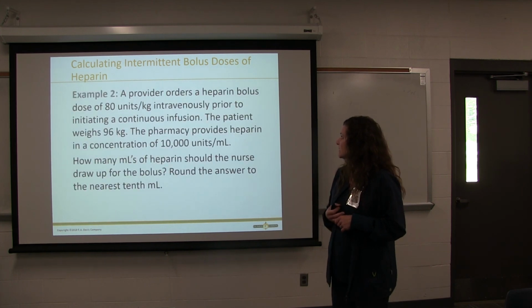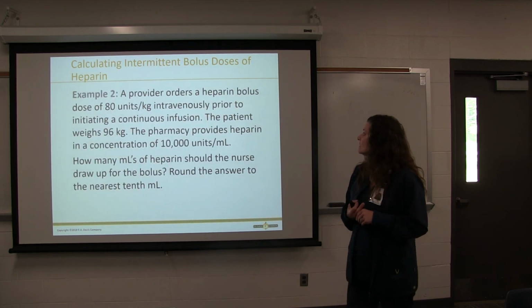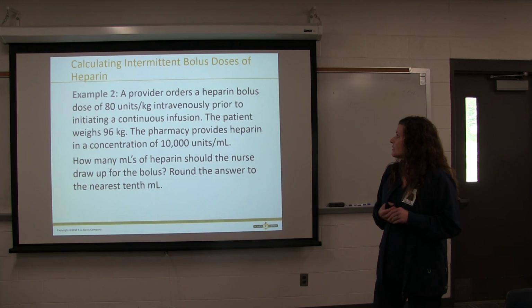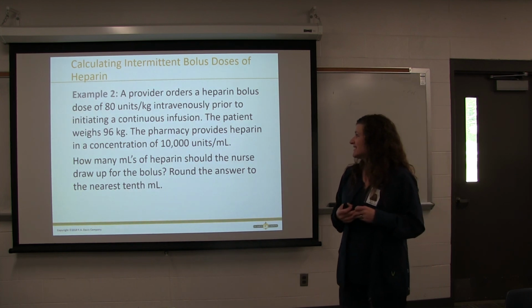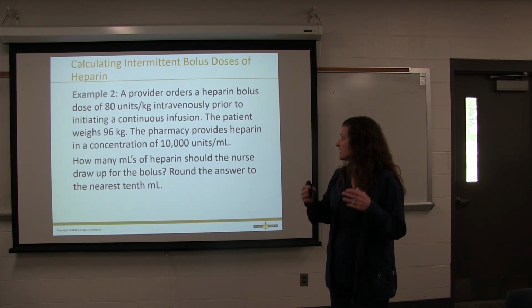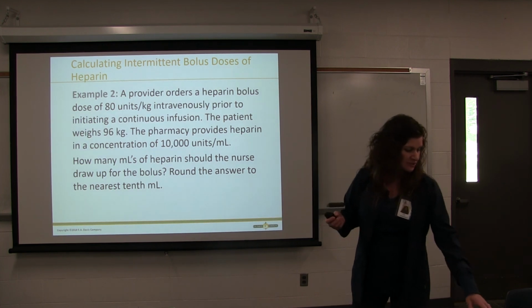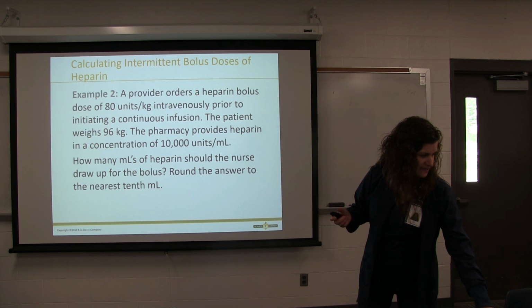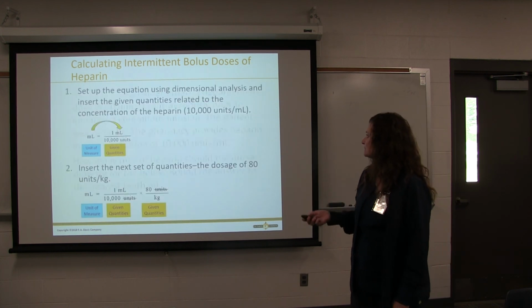Go ahead and look at example 2. Orders for a bolus of 80 units prior to continuous infusion. Patient weighs 96 kilograms. Pharmacy provides it in the given concentration. Let's keep looking. Okay, so how do we set this up?